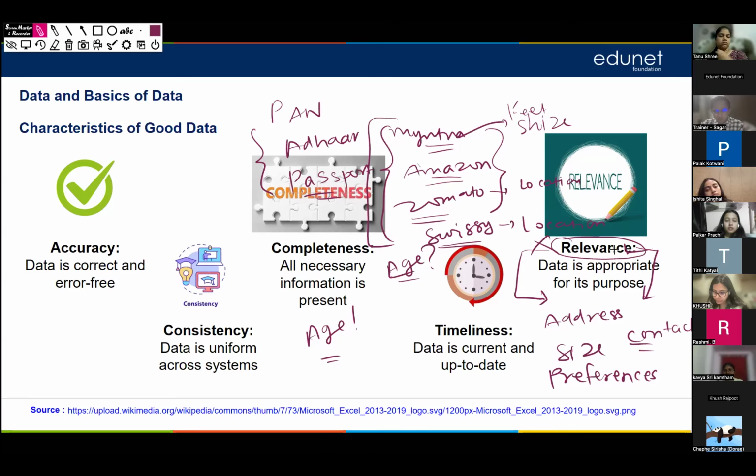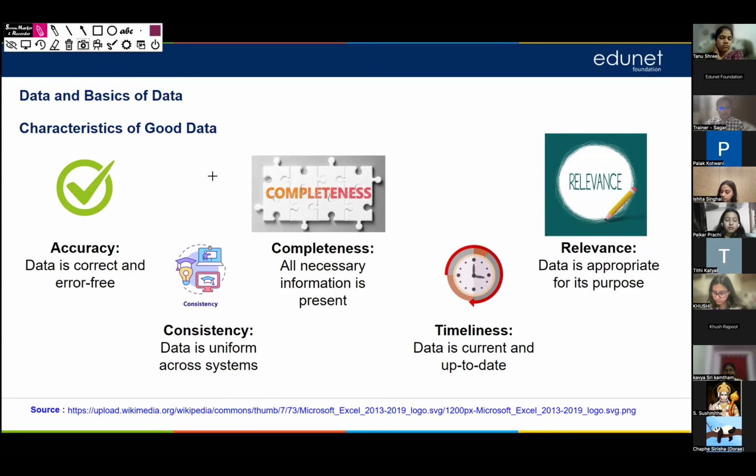Are we clear with the relevance term? Yes, sir. Okay, perfect. Right, moving on.